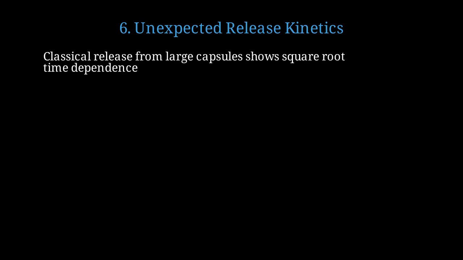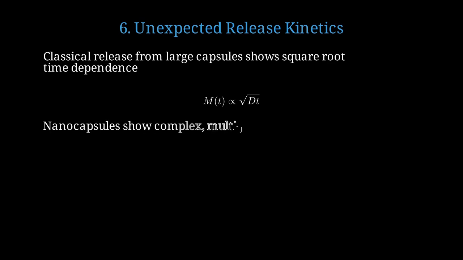Because surface effects dominate, the release kinetics from nanocapsules often look nothing like classical diffusion models predict. For large capsules, classical Fickian diffusion predicts that cumulative release grows with the square root of time. The mass released M of t is proportional to the square root of D times t. But nanocapsules show complex multi-phase release patterns: burst release, plateau phases, and delayed release. This graph compares classical bulk release, which follows a smooth square root curve, with nanocapsule release, which shows an initial burst, then a slow phase, then accelerated release.